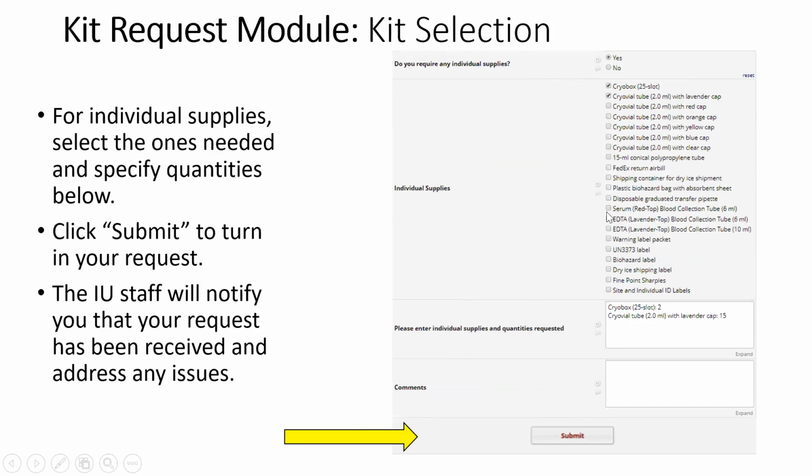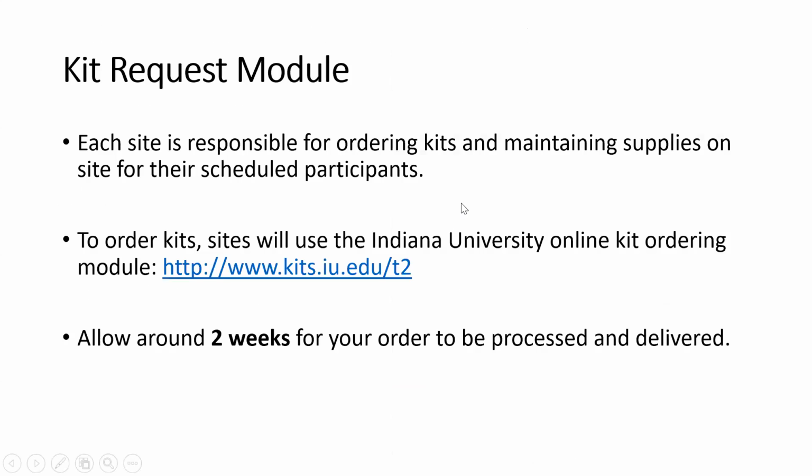Once you have everything marked in there, then you can click on the Submit button, and a notification will automatically be sent to us here at NCRAD, letting us know that you have requested kit materials. We will then review your kit request and send you an email back confirming that we received it, and if we happen to have any questions about the request, then we will ask you at that time.